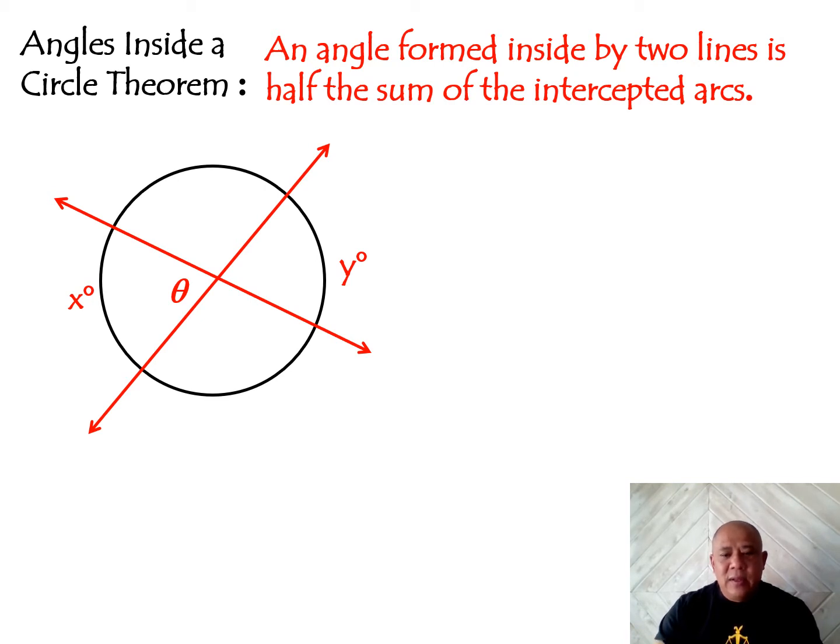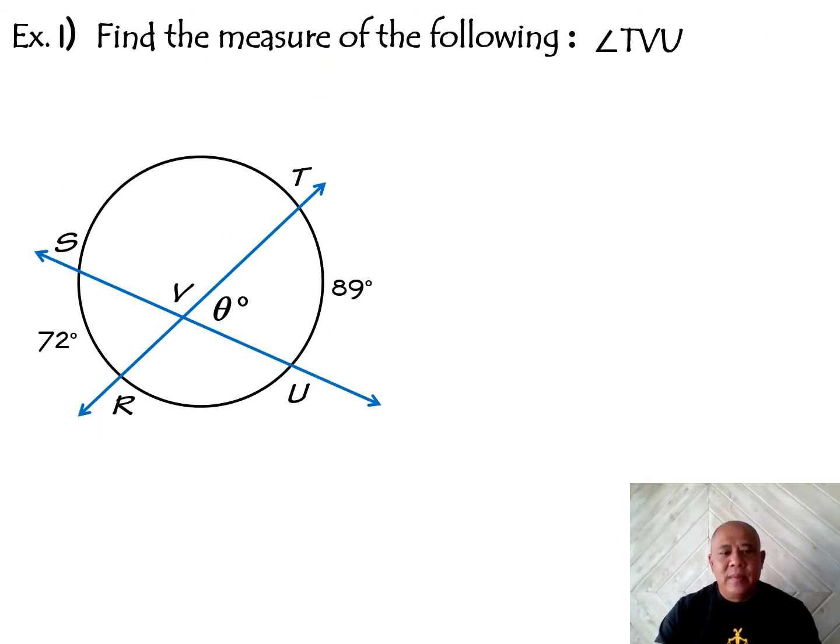So the measure of the inside angle is found by theta equals half of the sum of the two arcs. So what you do is you take the two arcs, you add them together, you take half of that, and that will give you the measure of that inside angle. And it's that simple. So let's go ahead and apply it. Let's go to example 1.